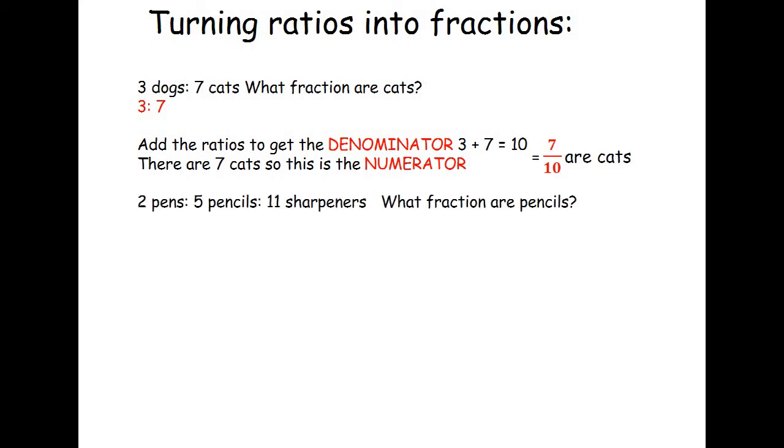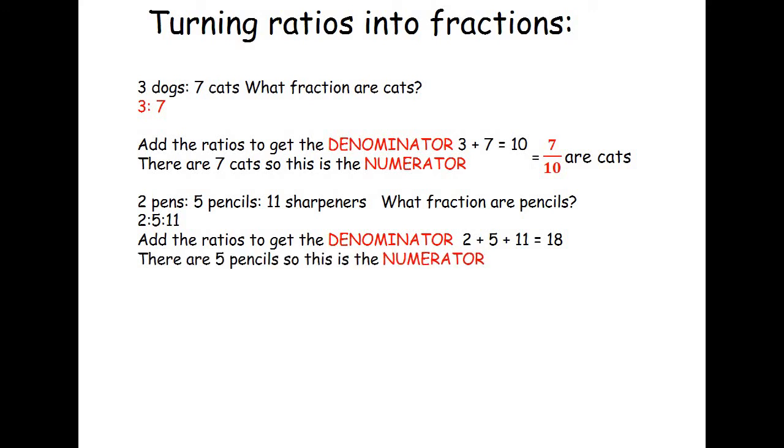If we had a ratio with 3 parts, 2 pens to 5 pencils to 11 sharpeners, we want to know what fraction are pencils. Add the ratio up to give us the denominator. 2 plus 5 plus 11 is 18. And the pencils, there are 5, so that's the numerator. So we can say there are 5 pencils out of 18 bits of stationery altogether.